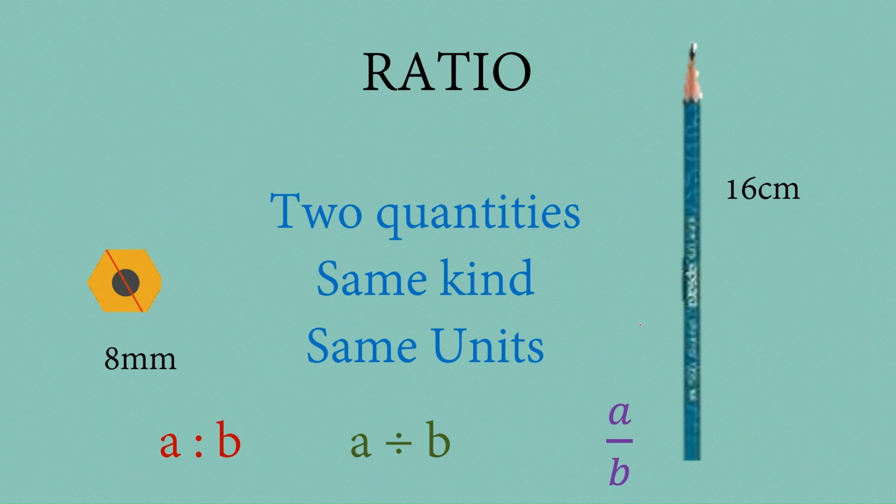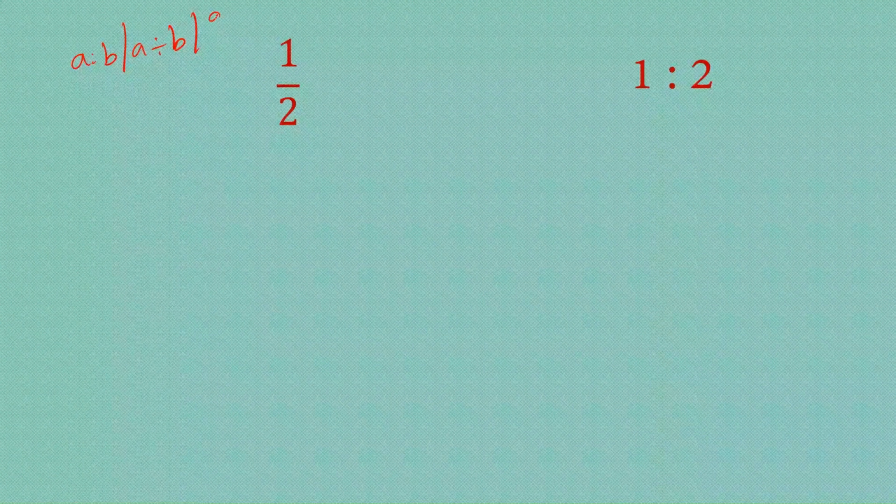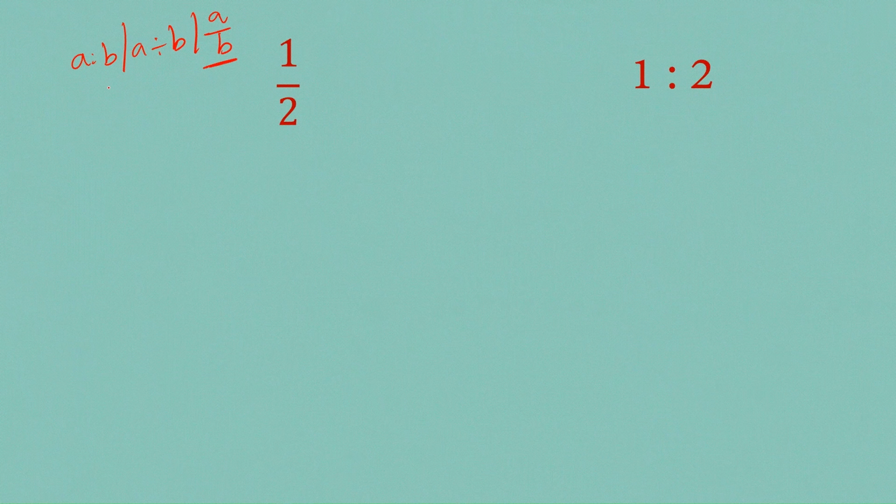We know this A upon B as we have seen them in fractions where B is not equal to 0. So, can a ratio be written as a fraction? Let us check this. Consider this fraction. This is 1 upon 2 and also a ratio 1 is to 2. As we have seen, a ratio can be written as A is to B or A divided by B or A upon B. We are considering these last two things.